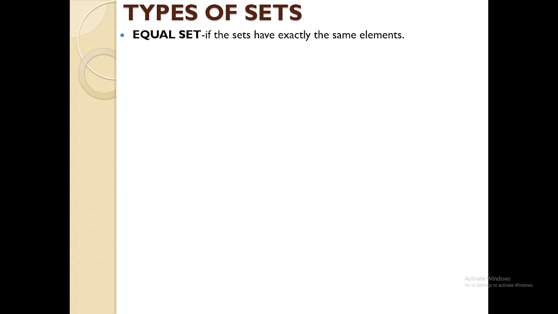So, we also have equal sets. If the sets have exactly the same elements, again, if the sets have exactly the same elements. For example, F is a set that contains M, A, N, G, O. We have another set, set G, containing A, N, G, O, M. What have you noticed with the example? What did you notice in our example of equal sets?